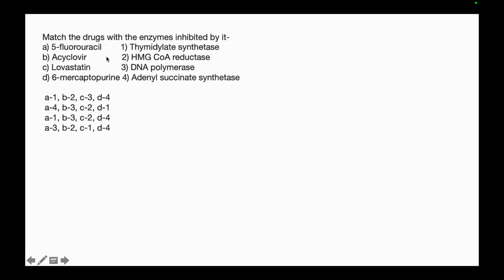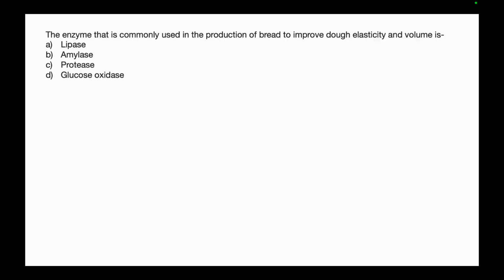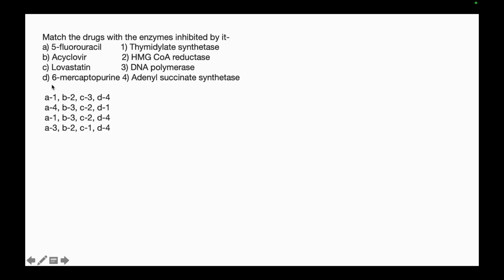Match the drugs with the enzyme inhibited by it. 5-fluorouracil. So 5-fluorouracil will inhibit thymidylate synthase in the biosynthesis pathway of purines.